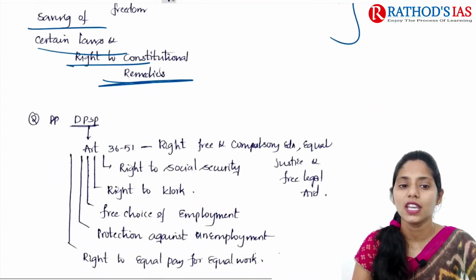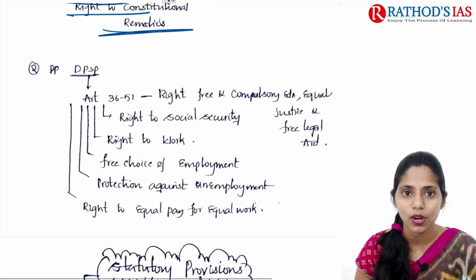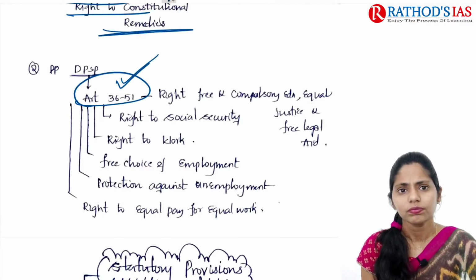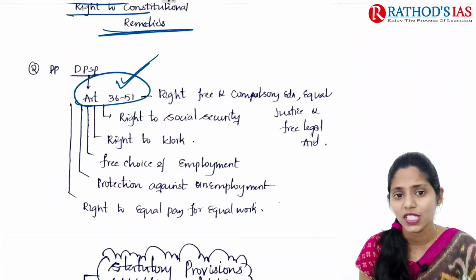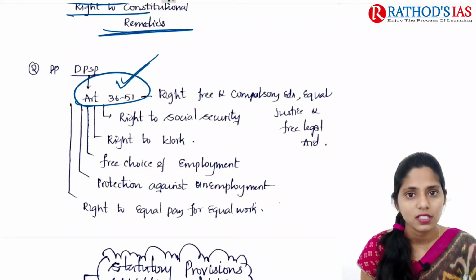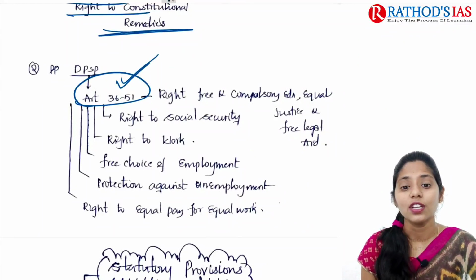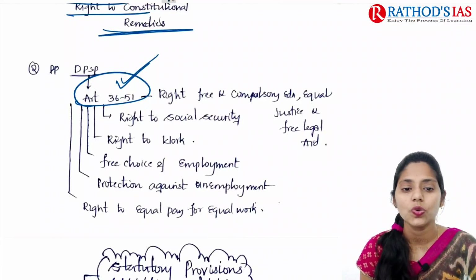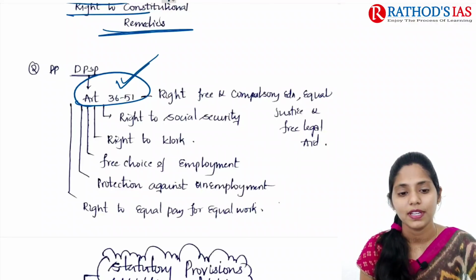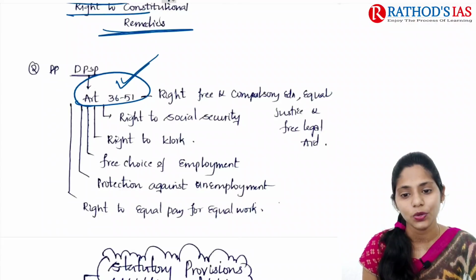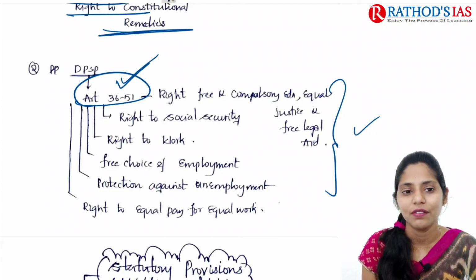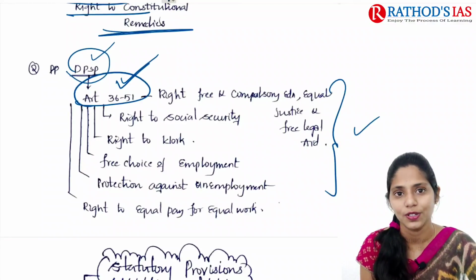Not only this, even in our Directive Principles of State Policy, from Article 36 to Article 51, it mainly talks about provisions like the right to free and compulsory education, equal justice, free legal aid, right to social security, right to work, free choice of employment, protection against unemployment, and the right to equal pay for equal work. These are some important provisions which talk about human rights in the Directive Principles of State Policy also.